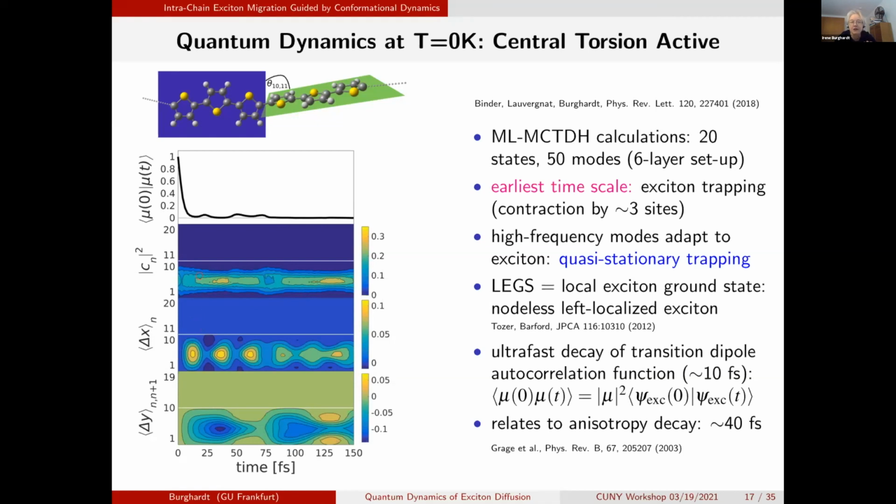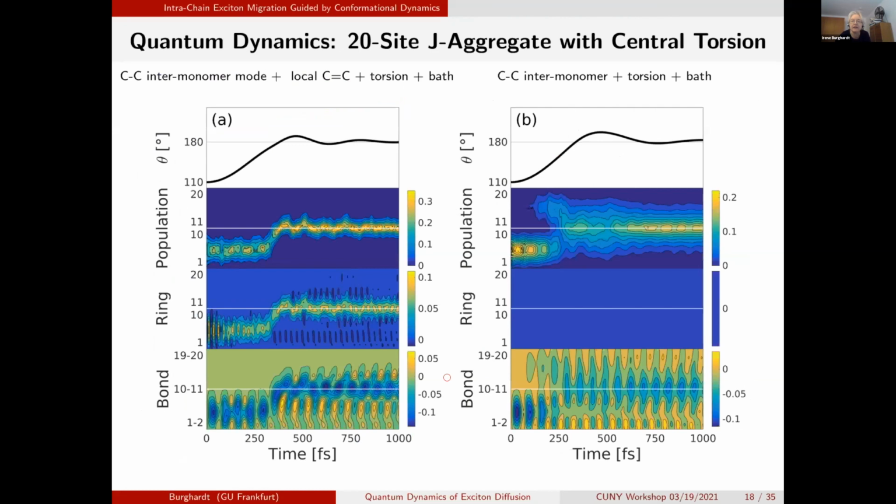But we see that the high frequency modes adapt to the position of the exciton. So in fact, we have an exciton polaron. Now the exciton is a trapped species, and the high frequency modes adapt to the position of the exciton. So we have a significant displacement of the high frequency modes. And we also see an immediate decay of the transition dipole autocorrelation function that relates to the experimental anisotropy decay.